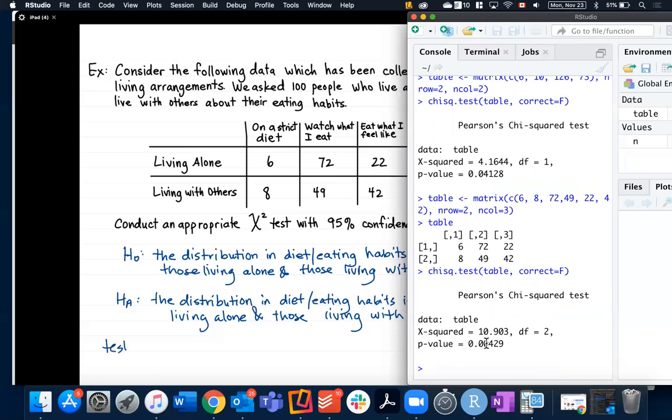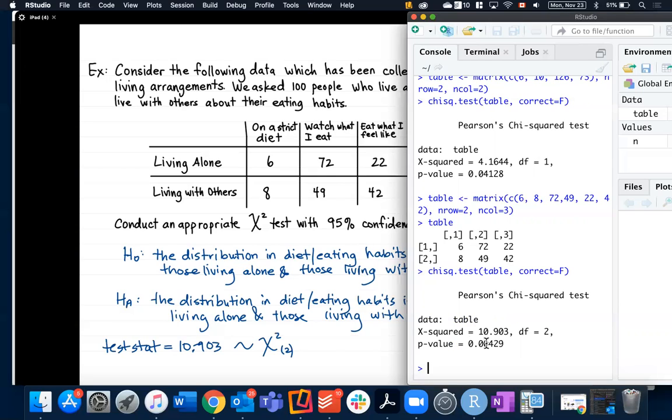So my test stat is 10.903. It follows a chi-squared distribution with 2 degrees of freedom. Remember, the degrees of freedom comes from the number of rows minus 1 times the number of columns minus 1. So in this case, it was 3 minus 1 times 2 minus 1, which ended up giving us 2. But again, just use the calculator to work it out.